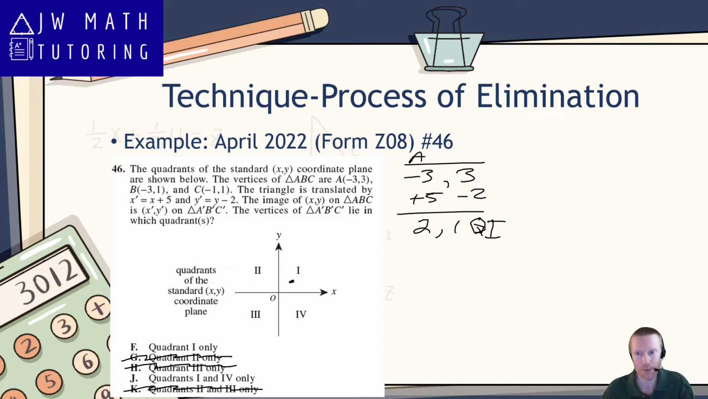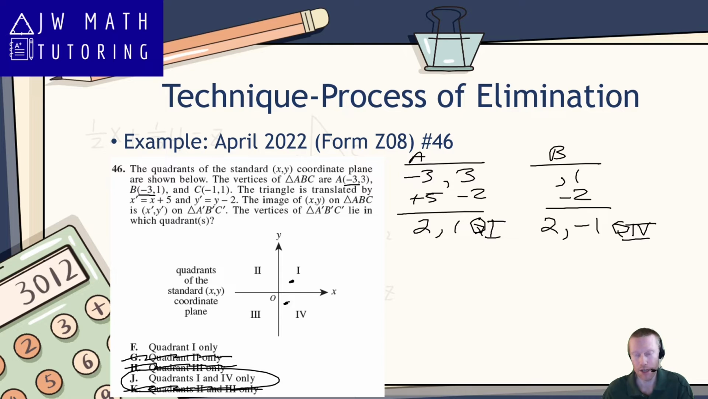So now let's say we wanted to look at point B. However, notice I have the same x coordinate value for points A and B. So I'm not going to bother checking that. I'm only going to check the y value and see, do I end up in quadrant 1 or quadrant 4? So when I do that, notice that the y coordinate starts at positive 1, and when it goes down 2, it now goes to negative 1. And we already know the x coordinate is going to be the same. So notice 2, negative 1, that's just right down here. That's quadrant 4. I now know the answer. It's letter J, and that's it, and I can move on.